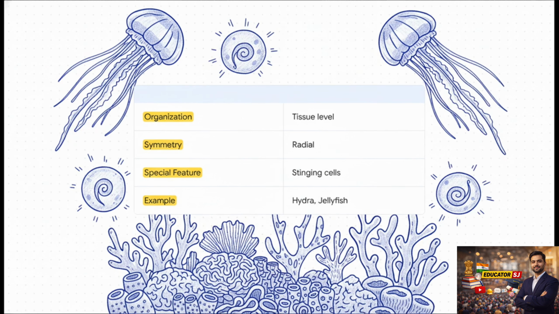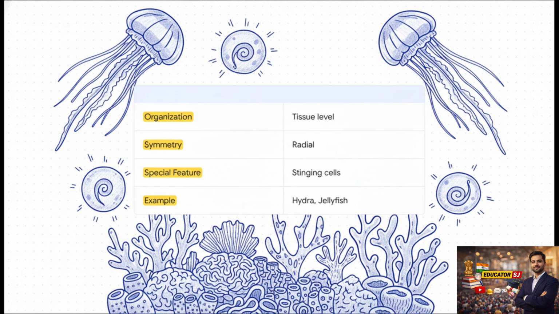defined shape. Okay, from sponges, we take a huge leap forward with phylum Cnidaria. We're talking about jellyfish, sea anemones, and corals. They have that radial symmetry we talked about, and they're organized at the tissue level, a big step up. And they have an evolutionary killer app, specialized stinging cells called cnidocytes. This is their secret weapon for capturing prey, a truly incredible innovation.